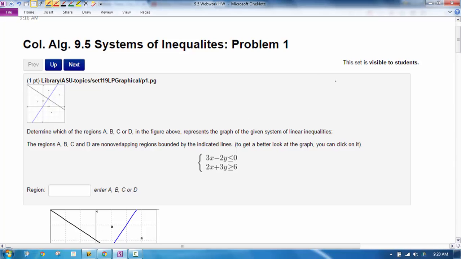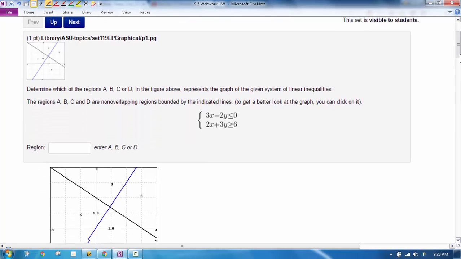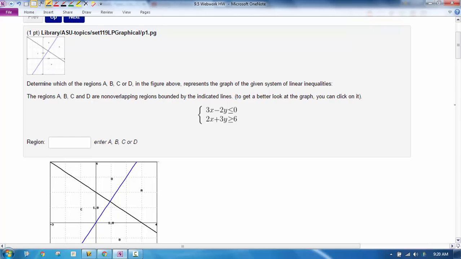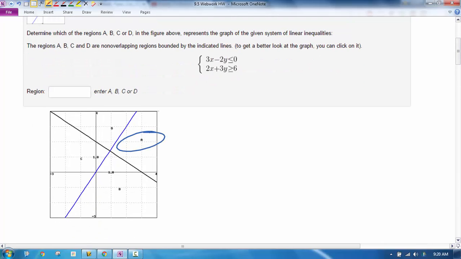Okay, this is 9.5 homework help. The first problem gives us this system of inequalities right here, and it wants us to know where the solution is. The solution is either A, B, C, or D in one of those regions.